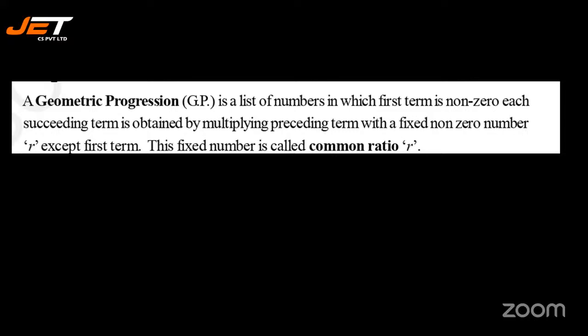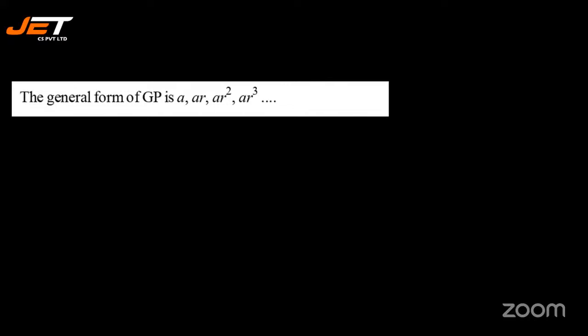So yesterday when we did the arithmetic progression, we had a common difference which is called D. Isn't it A plus D, A plus 2D, A plus 3D? So here we have the common ratio as R. All right? So what is the general form of geometric progression? It is AR, AR square, AR cube and so on.